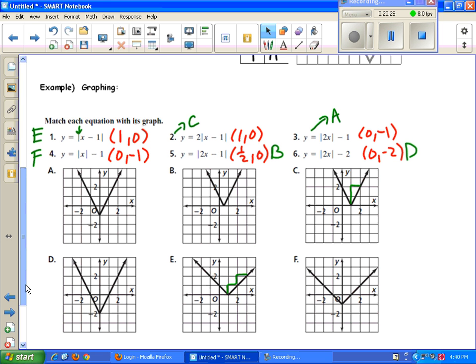And that does it for the first part of section 2.5, graphing absolute value equations.